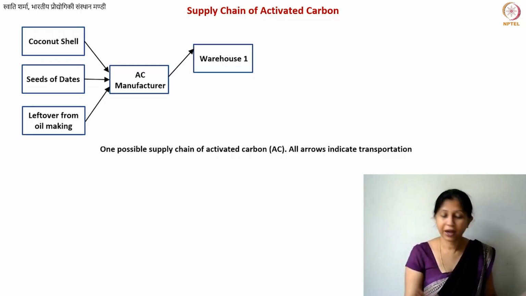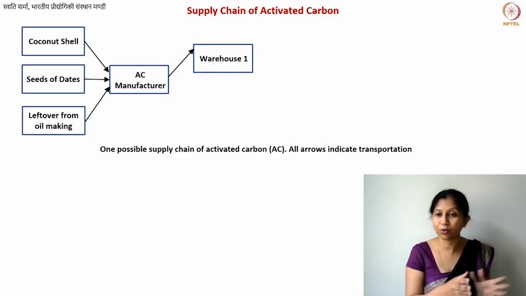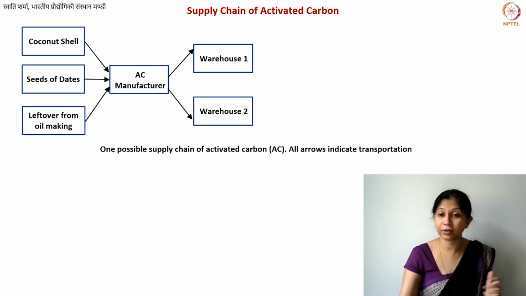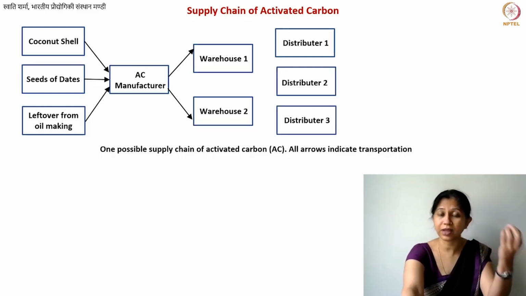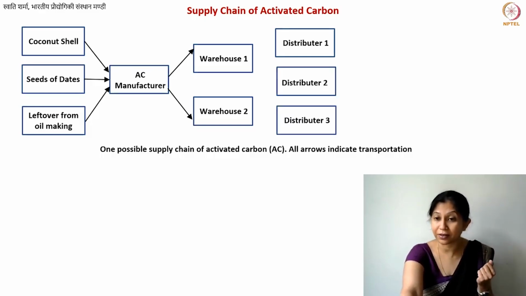Okay, now I prepare the manufacturing. I do the manufacturing. Now, I'm not going to go into the details of manufacturing, that you already have learned so much in this course. Now I have some storage facilities, let's say 2 of them. And these storage facilities then supply to some distributors. Let's say I have 3 different distributors.